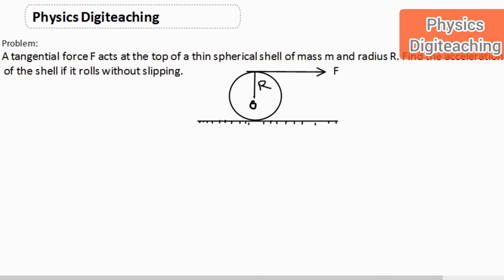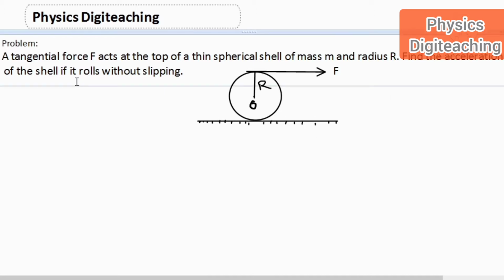Let's see our problem. A tangential force F acts at the top of a thin spherical shell of mass m and radius capital R. Find the acceleration of the shell if it rolls without slipping. Here is our spherical shell, and the shell rolls on the rough surface.